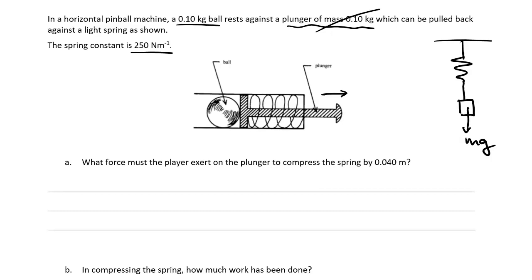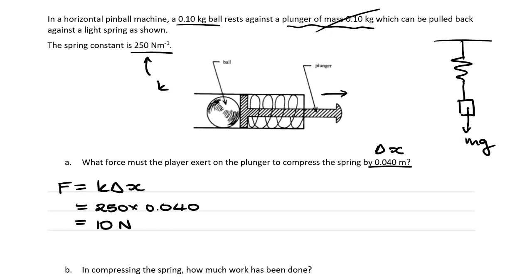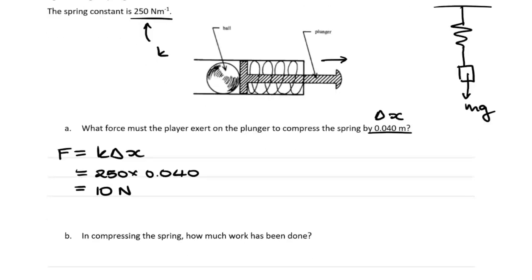So, much smaller distance here. What force must the player exert on the plunger to compress it by this amount? That's delta x. Okay, I get 10 newtons for this one. Not a huge amount of force here.